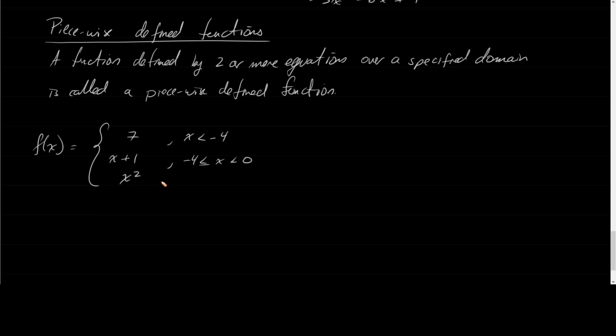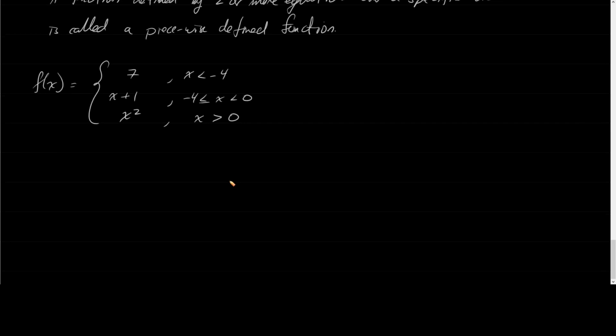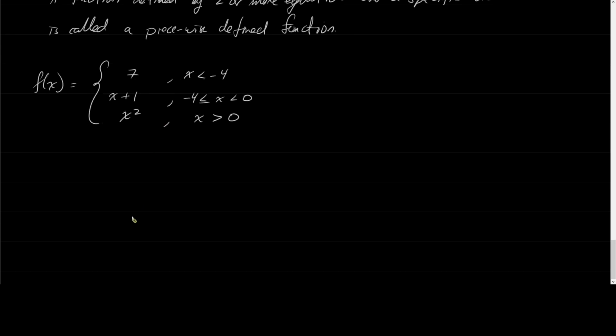And it's going to be x squared wherever x is strictly greater than 0. So in here, what we're saying is that for this piece of the domain, we've got this function. For this other piece of the domain, we've got this function. And for this last piece of the domain, we've got this function. All right. So that's why it's called piecewise.